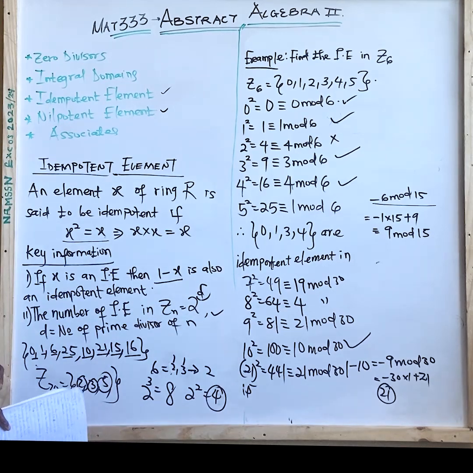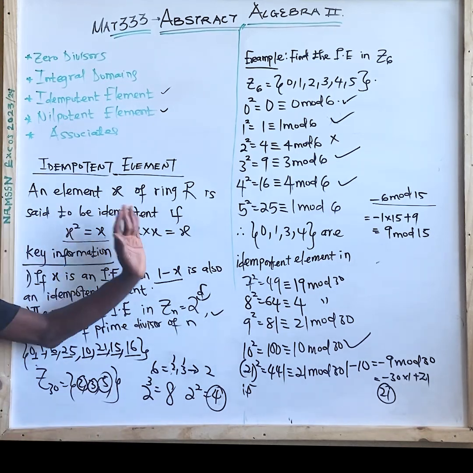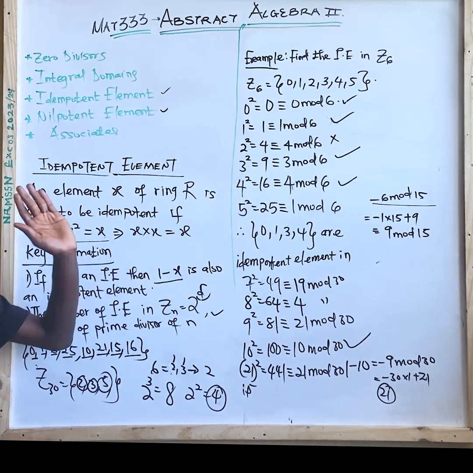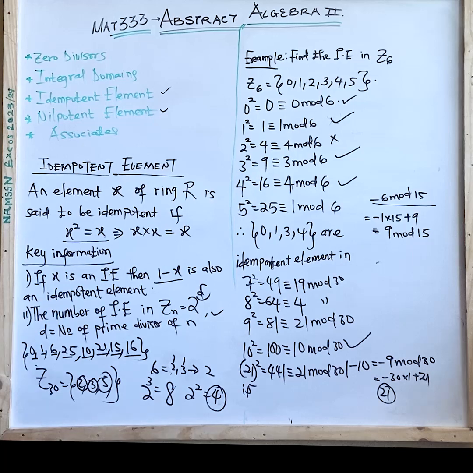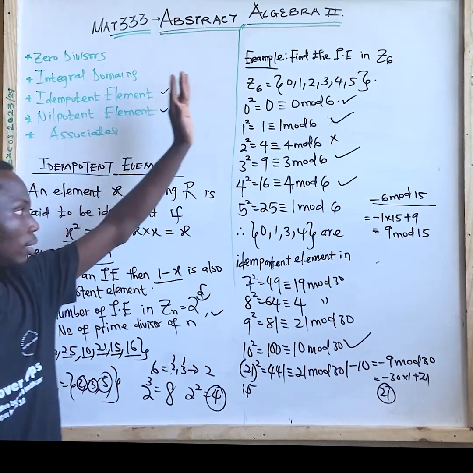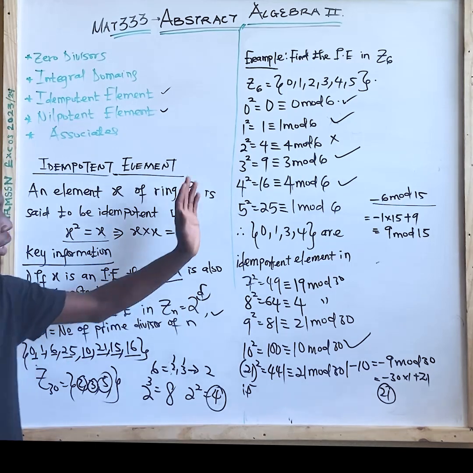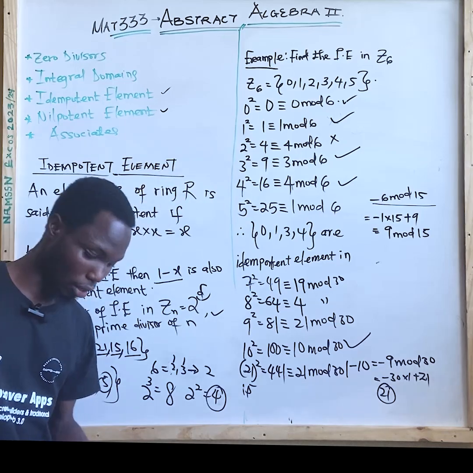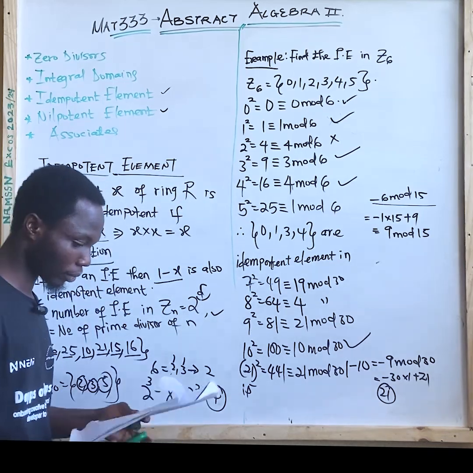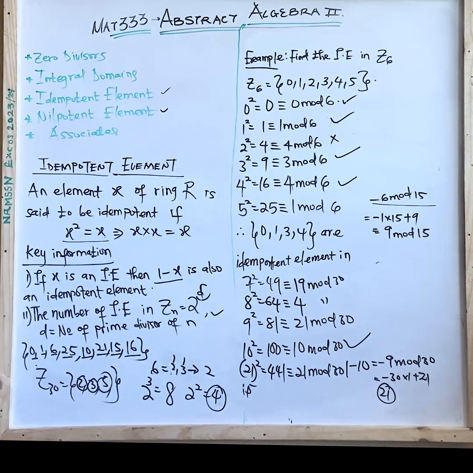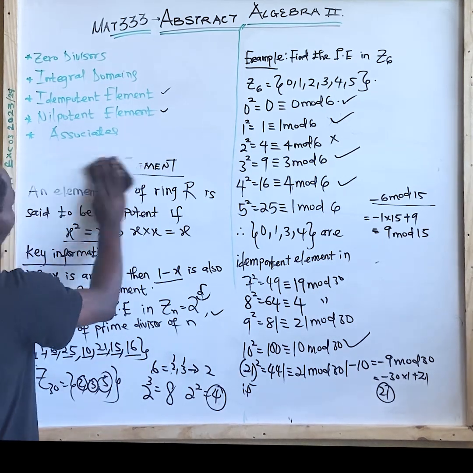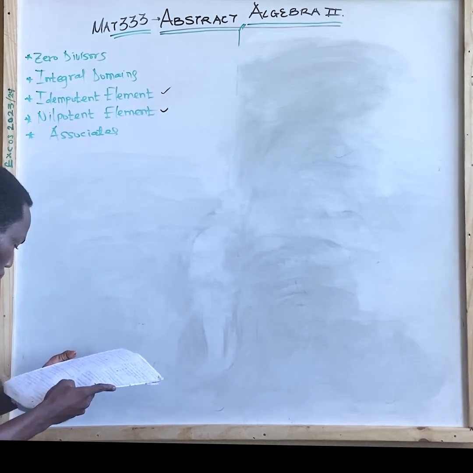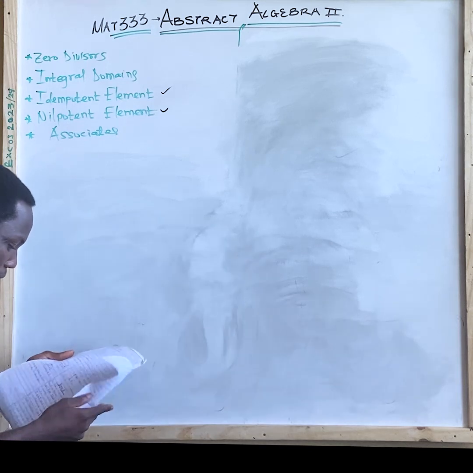So before I go to nilpotent, let's look at it again. An element X of ring R is said to be idempotent if this property is satisfied. So these are the two key pieces of information that I have given you, and this is how to calculate if an element is an idempotent element in a particular integer domain. So we are moving to nilpotent elements.